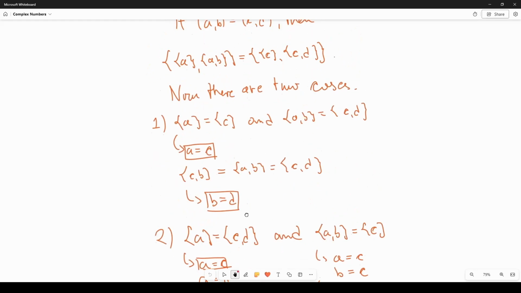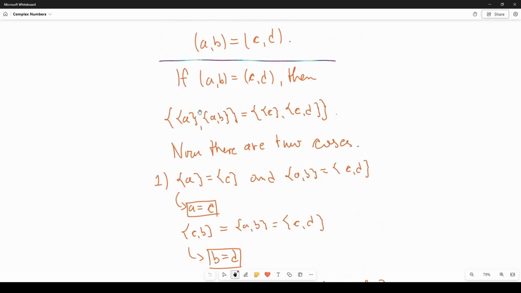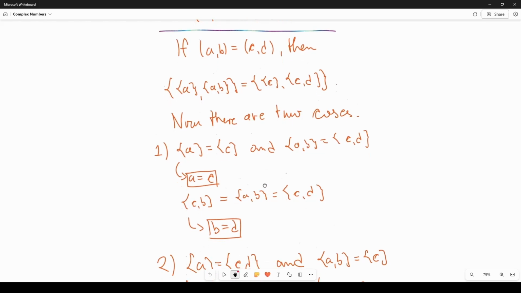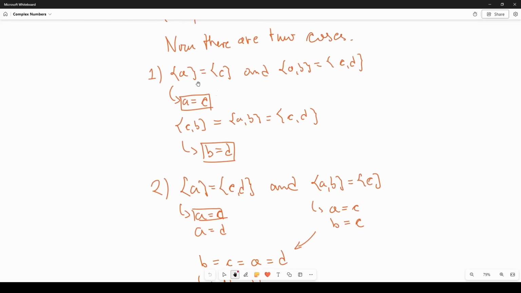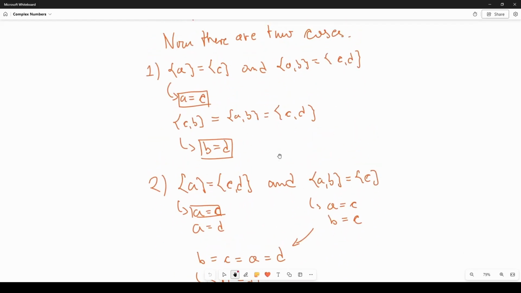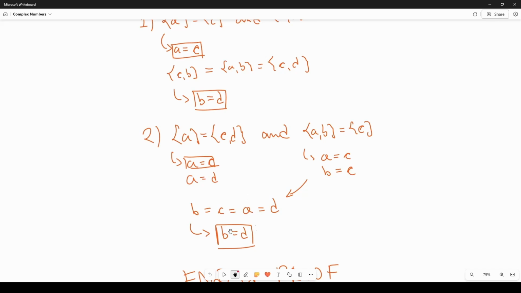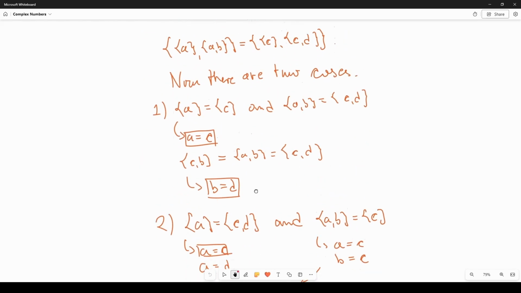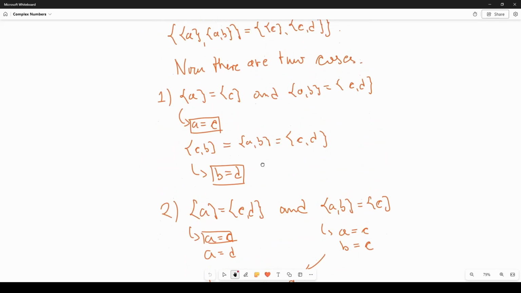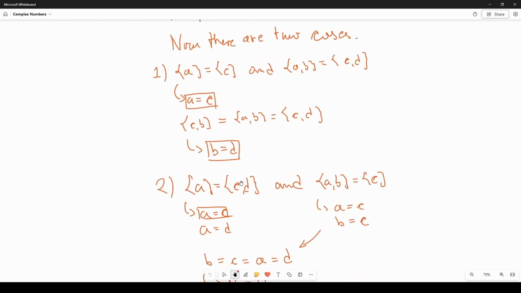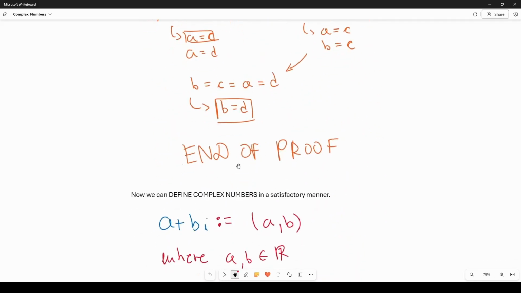Analogously, for the second case, we just have to suppose that this element might actually be equal to this element, and this element is equal to this element. But the point of the proof is the same, and you get that A is equal to C and B is equal to D. So we've shown that the left-hand side does imply the right-hand side. End of proof.